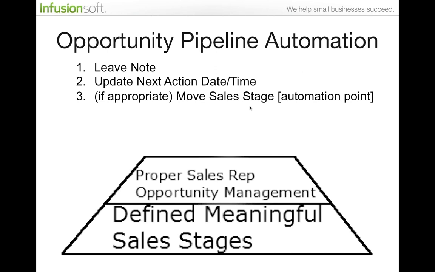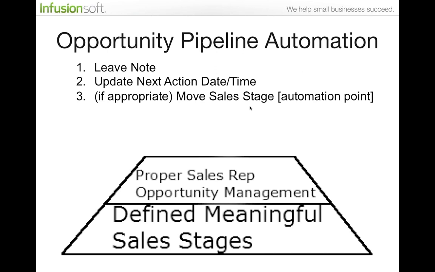So again, proper sales rep management is very easy. Leave a note, update that next action date and time, and then if it's appropriate, you would move the sales stage. That sales stage move is where the automation comes into play. So again, that's why we're building this pyramid. We've got to have our meaningful stages, and our sales reps have to be using them, because the top of this pyramid is the actual automation piece.